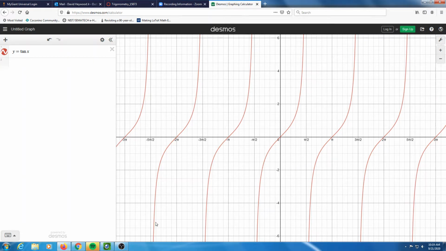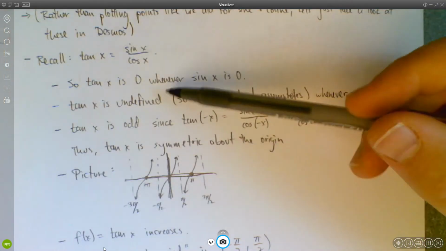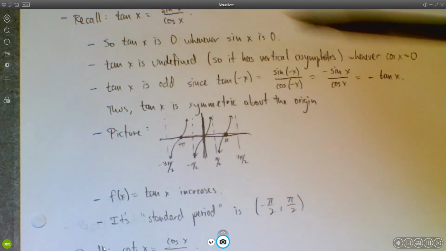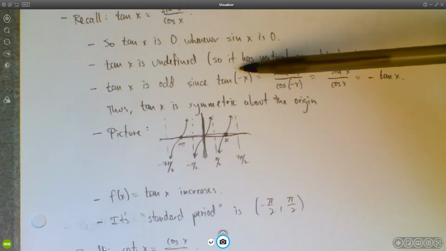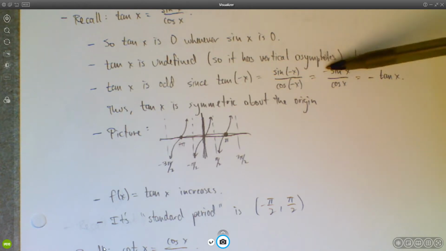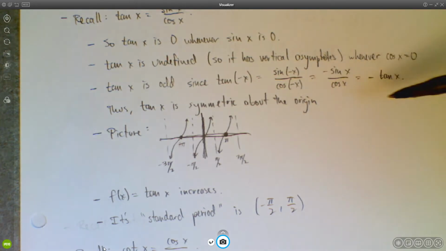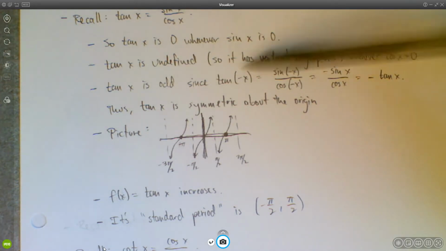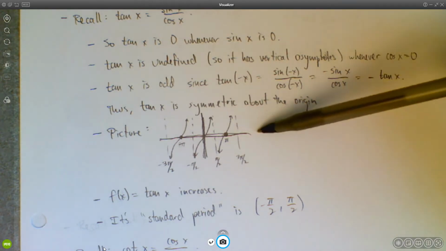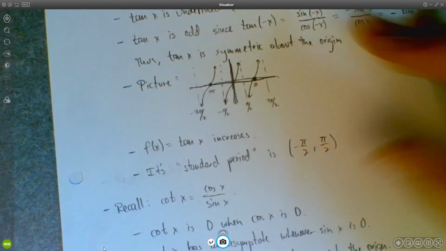What else do I want to point out about this? I think that pretty much does it, right? Tangent's 0 whenever sine is 0. It's undefined, or in other words, has a vertical asymptote whenever cosine is 0. It's an odd function. And actually, here's another way to see that, right? Tangent of negative x is sine of negative x over cosine of negative x. But sine of negative x is just negative sine x, since sine is odd. And cosine of negative x is just cosine of x, since cosine is even. And that means that tangent of negative x is negative tangent x. Okay, so it's an odd function. It looks like this, its standard period, I guess.